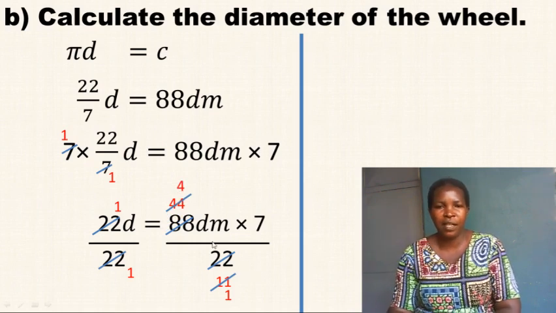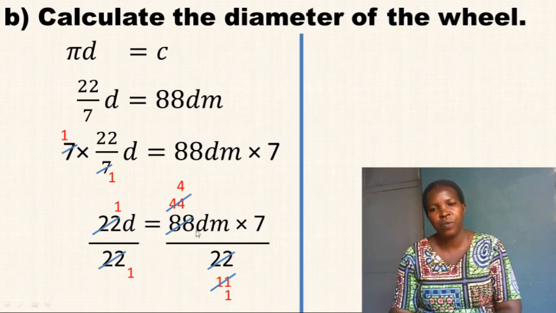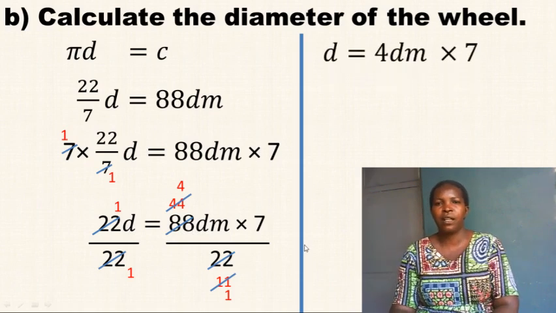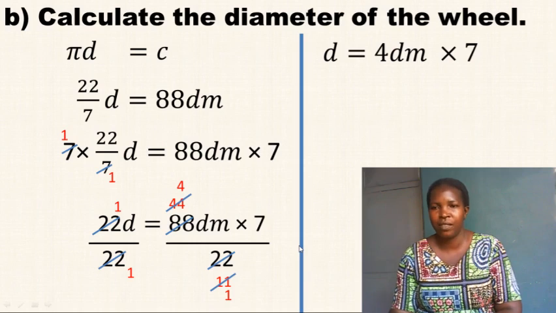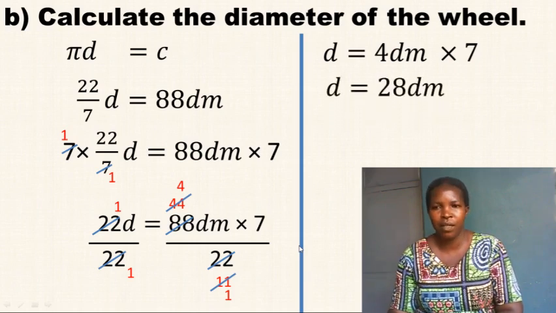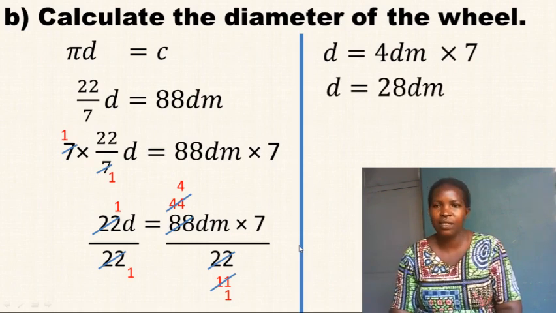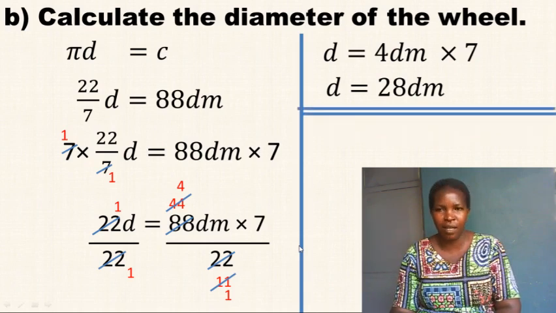So in our next step, 1 times d, we shall come up with the diameter, which will equal 4 decimeters times 7 as our next step. My dear boys and girls, our next step is diameter equals 4 decimeters times 7. We shall come up with our diameter being 28 decimeters. We shall have to underline the answer.